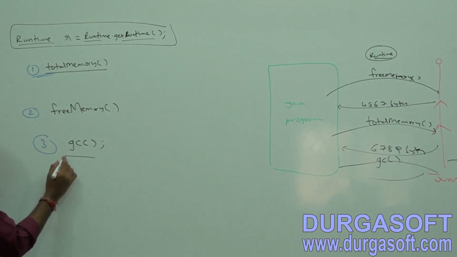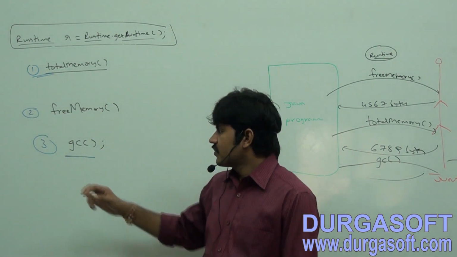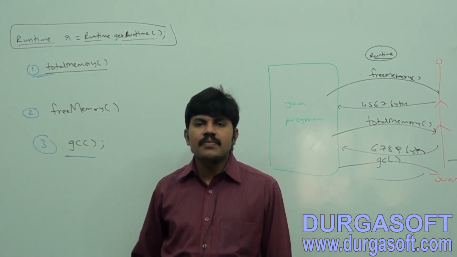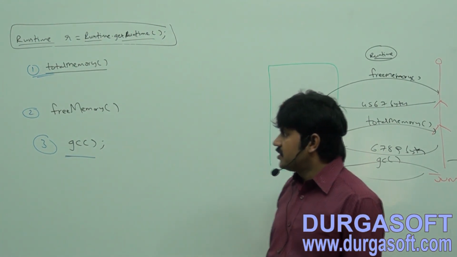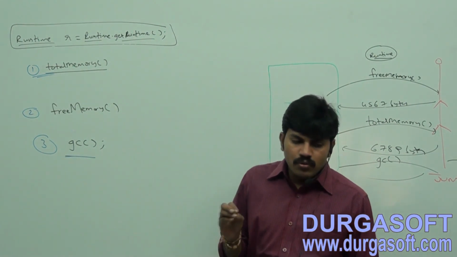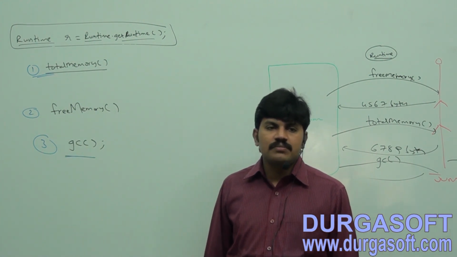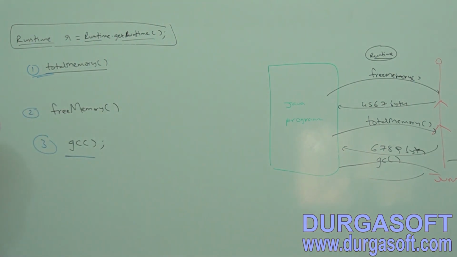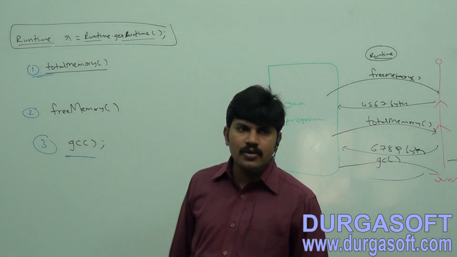Okay, third one, gc. It is for requesting the JVM to run the garbage collector. Okay, that's all.